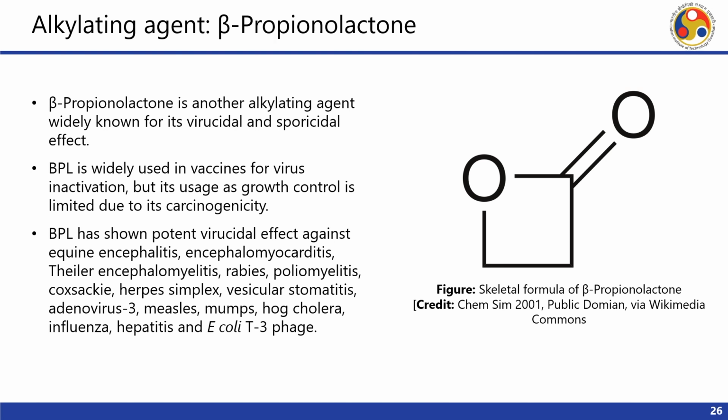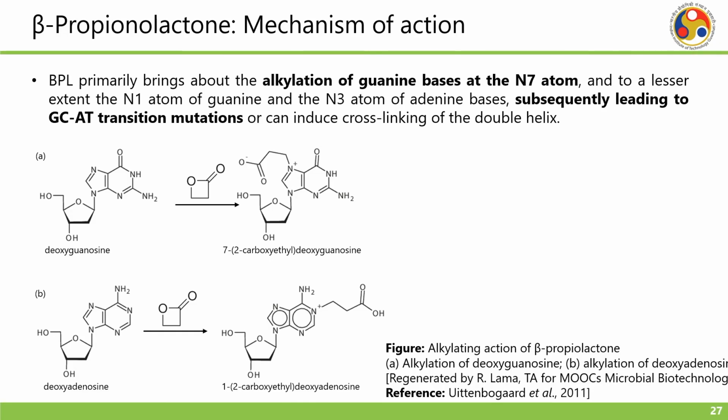BPL shows potent virucidal effect against several pathogens like equine encephalitis, rabies, poliomyelitis, Coxsackie, herpes simplex virus and measles, hog cholera, influenza, hepatitis and even E. coli and tetraphase. What is the mechanism of action of BPL or beta-propiolactone?